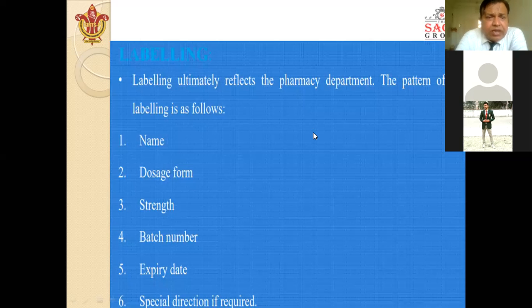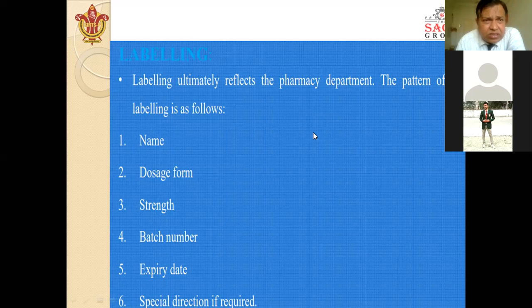Now, labeling. The labeling ultimately reflects the pharmacy department. The pattern of labeling is as follows: name, dosage form, and strength. Earlier, I told you in this lecture this pattern: strength, batch number, expiry date, and special direction if necessary. This labeling is very important as a guideline for the patient and a guideline for the nursing staff to deliver or administer the dose to the patient.